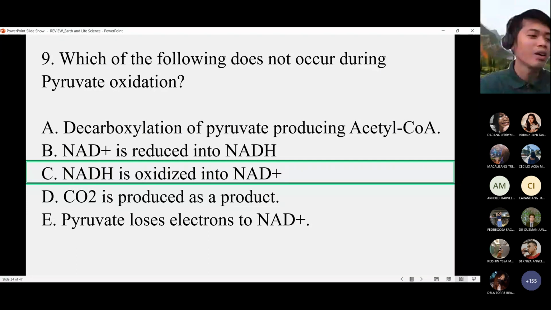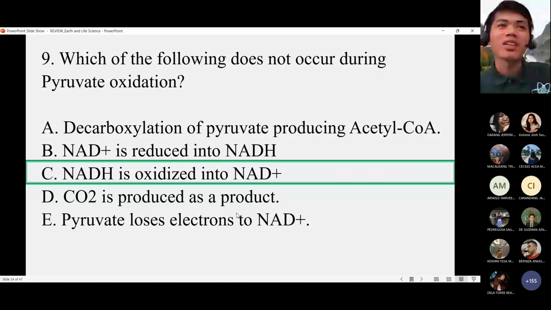For a while, may ano lang po. Okay. Ayan. Nag-chat lang si Guidance.